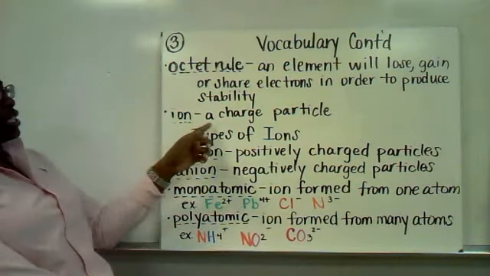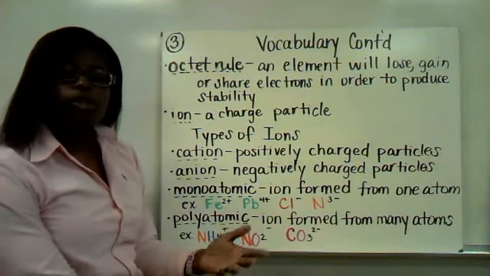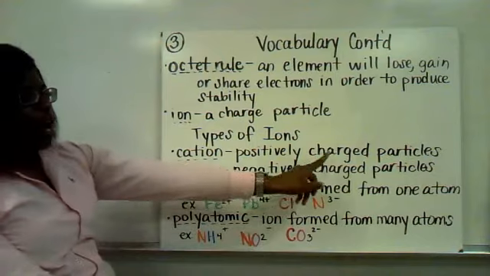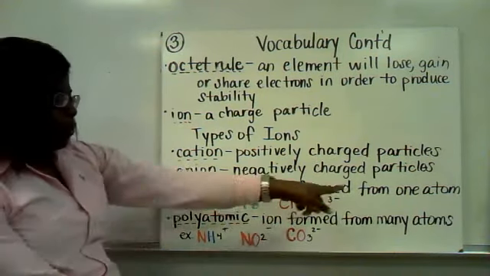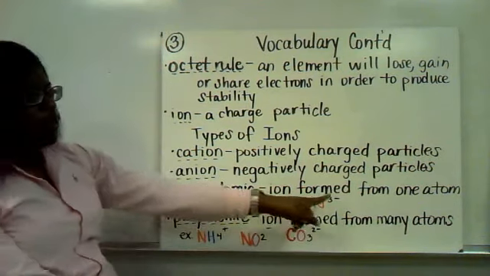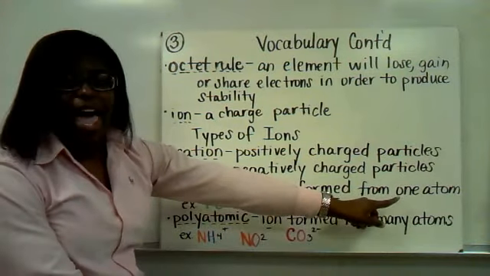An ion is a charged particle. There are multiple types of charged particles, or multiple types of ions. This includes the cation, which is a positively charged particle, and an anion, which is a negatively charged particle. Then you have monoatomic ions. These are formed from one type of atom.